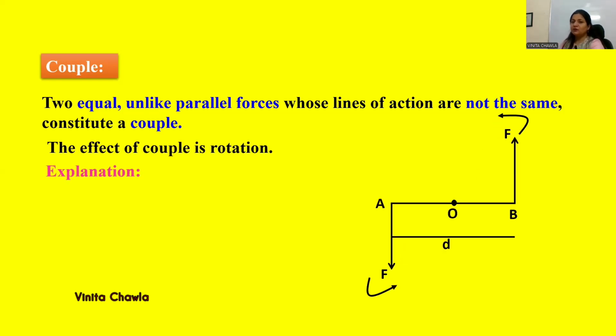Here we have two forces acting at these ends. This force F1 is acting in the downward direction, and this force F is acting in the upward direction. Both the forces are anti-parallel. They are equal in magnitude, but opposite in direction. One force is acting in the upward direction while the other is acting in the downward direction. So it is like this. Suppose I have something like this.